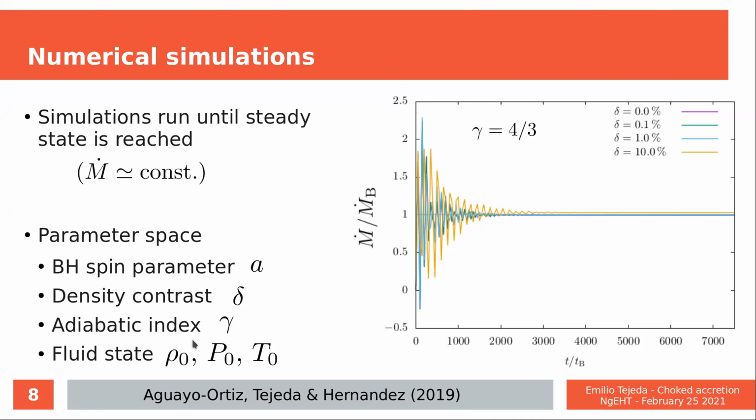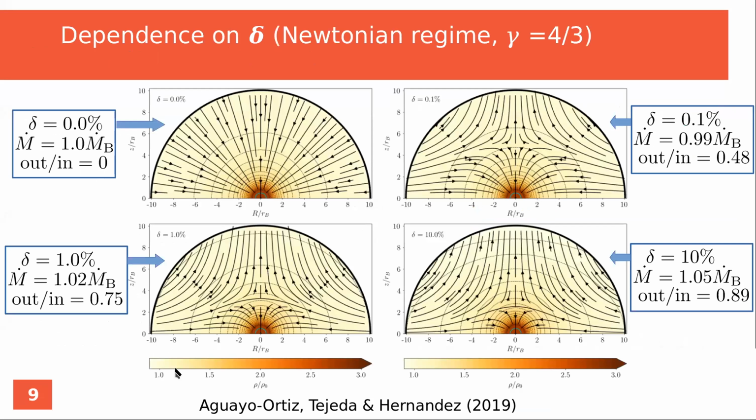The parameter space considered for this project comprises the black hole spin, the density contrast, the adiabatic index, and the fluid state at the equator of the injection sphere. Here I'm showing the resulting steady state accretion flow for the same 4 simulations as before. The figure shows the density map in each case together with the fluid streamlines, here for a density contrast of 0, 0.1, 1, and 10%. Also shown is the resulting mass accretion rate, as well as the outflow to inflow ratio.